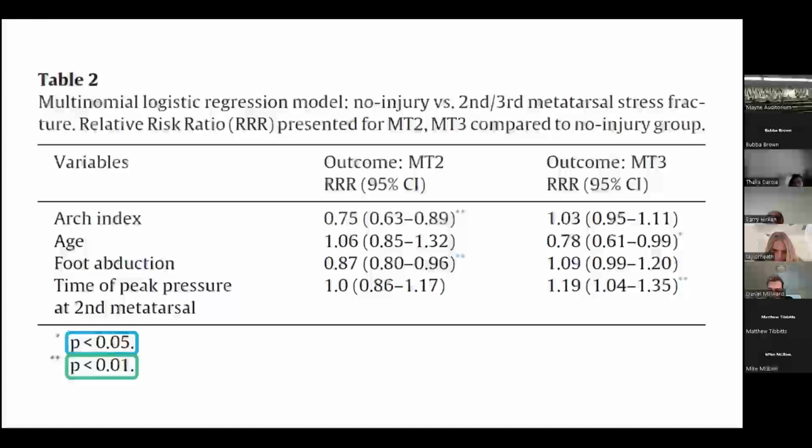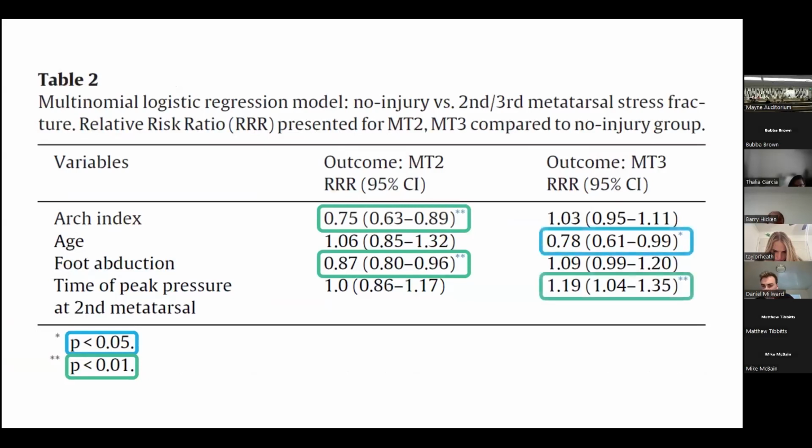So looking specifically at the multinomial logistical regression, the variables that had any sort of impact were the arch index, the age, foot abduction, and then the time of peak pressure at the 2nd metatarsal. And this just depended on the exact metatarsal you were looking at. So for the 2nd metatarsal, the arch index and then foot abduction were the 2 most impactful variables. And then on the 3rd metatarsal side, it was age as well as time of peak pressure at the 2nd metatarsal, even though we're specifically looking at a model for the 3rd, which was interesting.